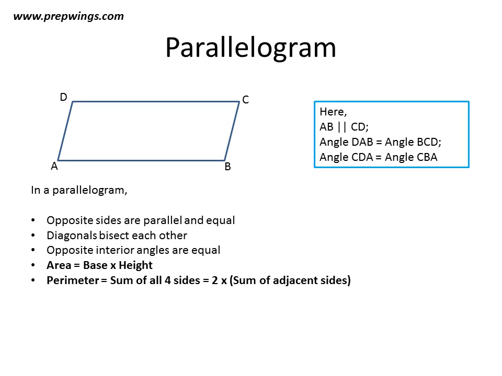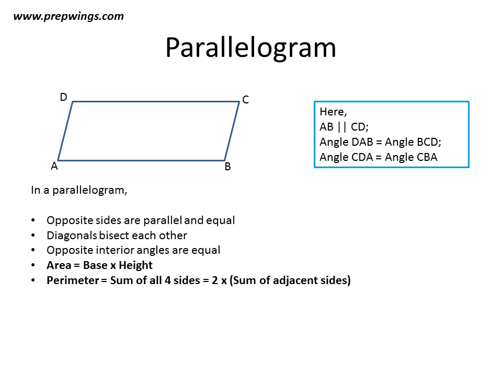Now we're going to look at parallelogram here. Over here, ABCD is a parallelogram shown. In a parallelogram, the opposite sides are parallel and equal. What this means is AB is parallel to CD and AD is parallel to BC. The opposite sides are also equal. It means AB is equal to CD and AD is equal to BC.